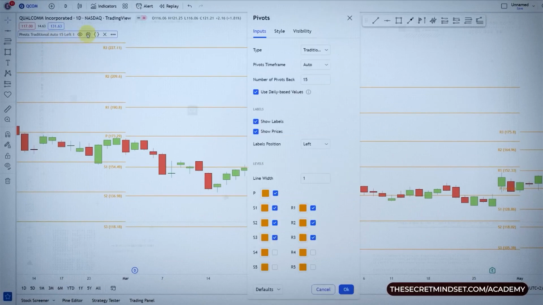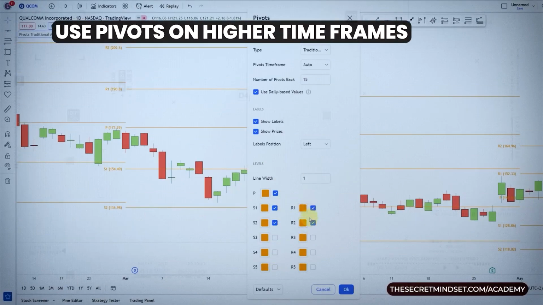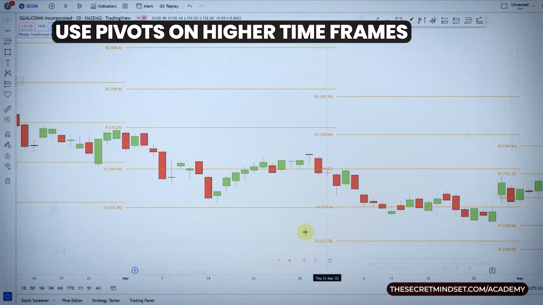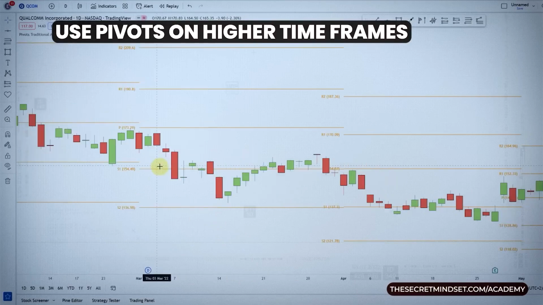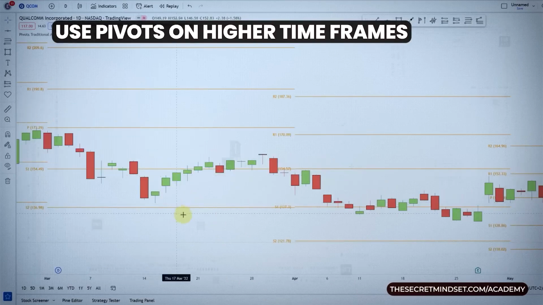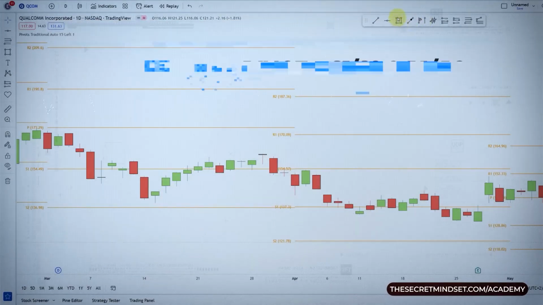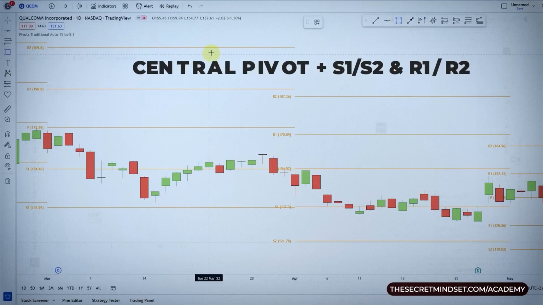Let's look at this chart, again, on the daily time frame. I must insist to use this setup on higher time frames because it will make trading less stressful and you will have more time to do other things you enjoy. First, we added the standard pivots on TradingView and kept only the central pivot and the first 2 levels of support and resistance.